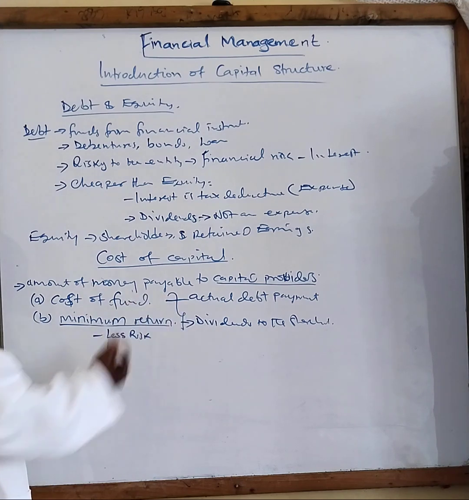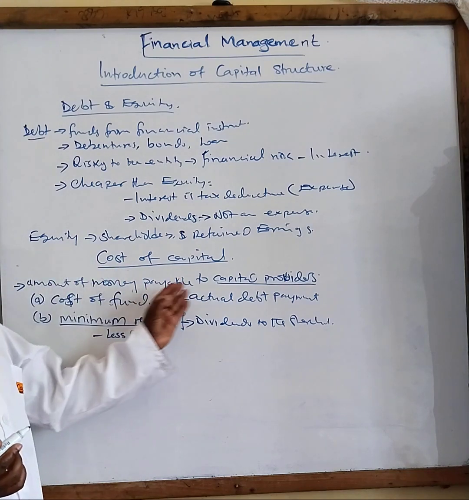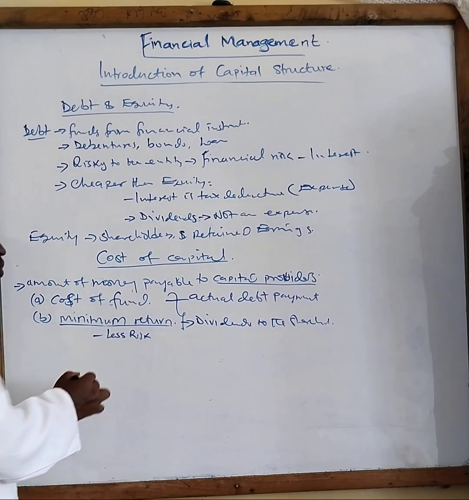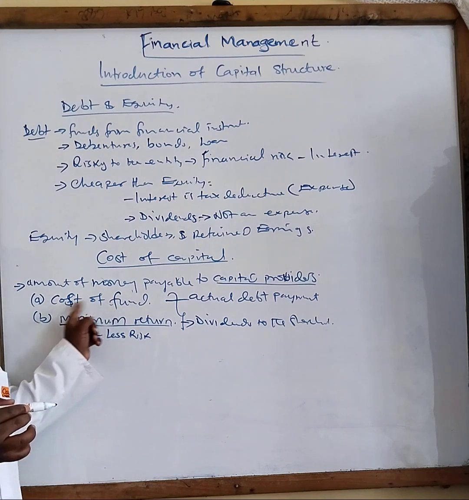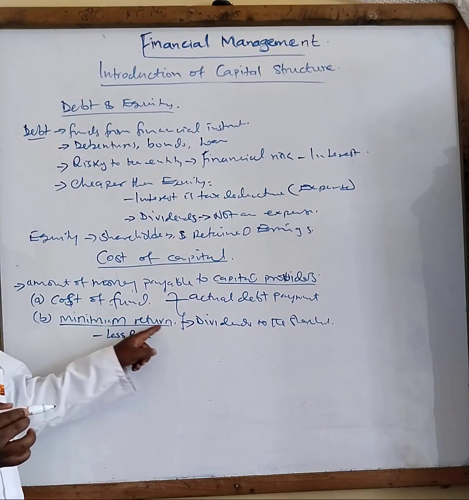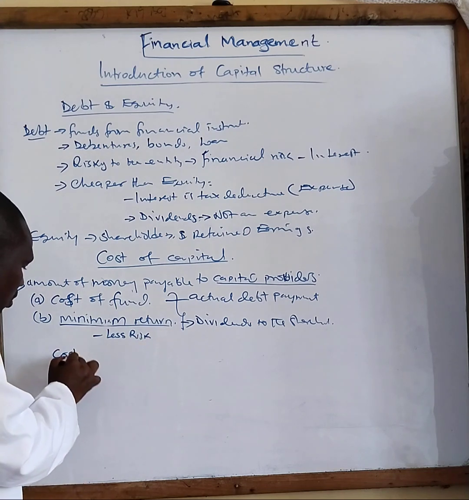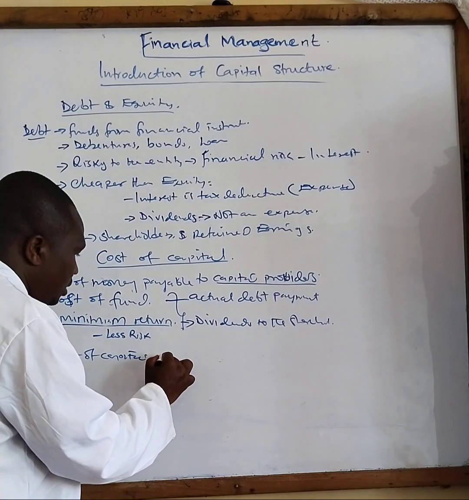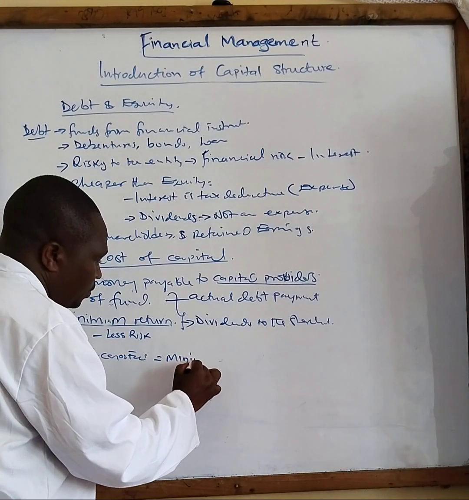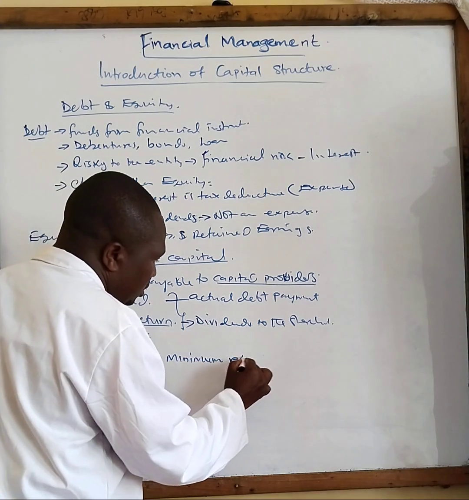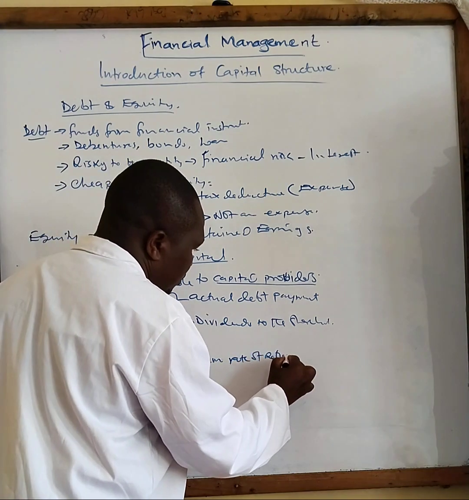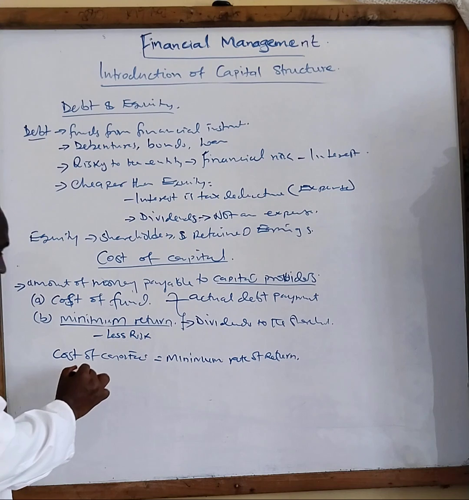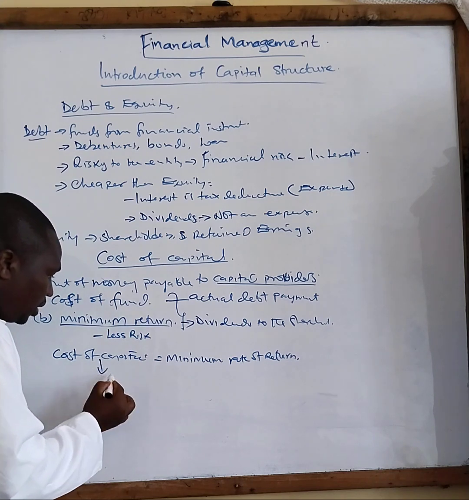Now, once you have known that cost of capital refers to the amount of money payable to the capital providers, then we can say the cost of capital is also the same as what? When you talk about cost of funds or cost of capital, it is also the same as minimum rate of return. So we can now say cost of capital equals minimum rate of return.